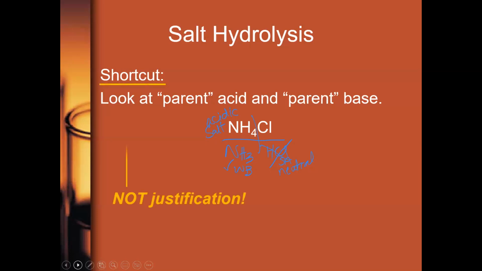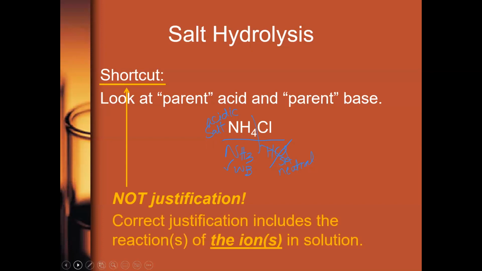However, pay attention to the question. If it tells you to write out the hydrolysis reaction, or it asks you to justify the answer, you cannot do the shortcut. You have to write out the full reactions that we just did using the ions in solution. So this would only work on a multiple choice where it wants to know, is it acidic, basic, neutral, that kind of thing. If it's a short answer where it wants you to justify your answer, you have to write out those hydrolysis reactions.